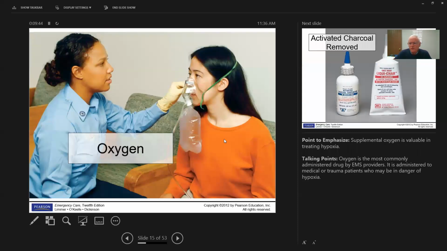For us, oxygen is a medication. We dose it, right? How many liters per minute?